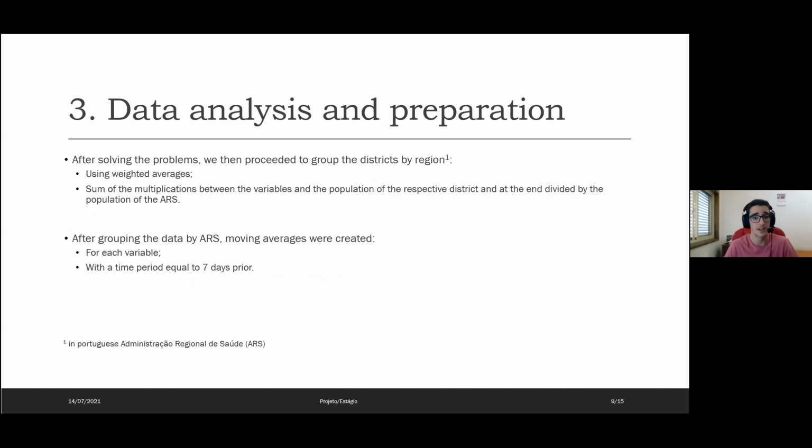After solving the problems, we then proceeded to group the districts by region. The regions we used in Portuguese are called Administração Regional Saúde, but I'll call them ARS from now on, just to be clearer. We did this using weighted means, where we sum the multiplication between the variables and the population of the respective districts, and at the end divide that value by the population of the ARS. After grouping the data by ARS, moving averages were created for each variable, with a time period equal to 7 days prior, in order to try to avoid abnormal values, especially at the weekend.